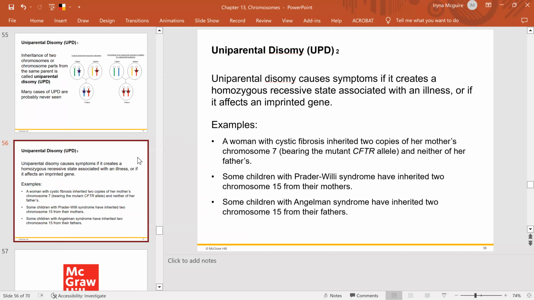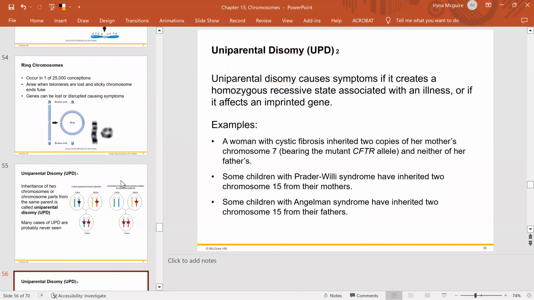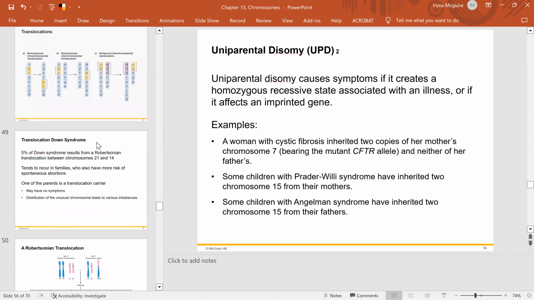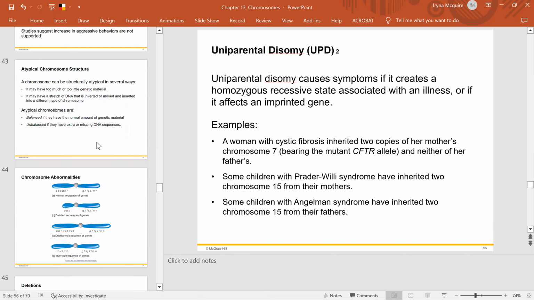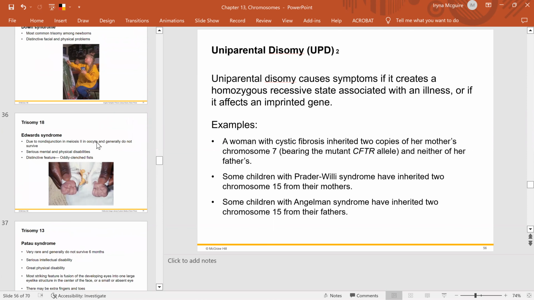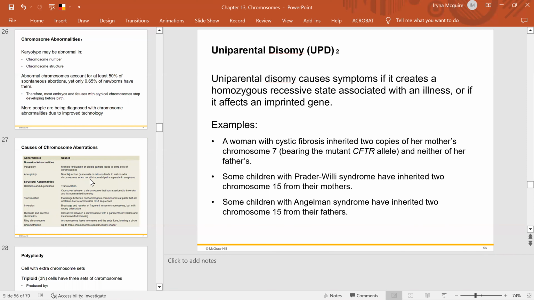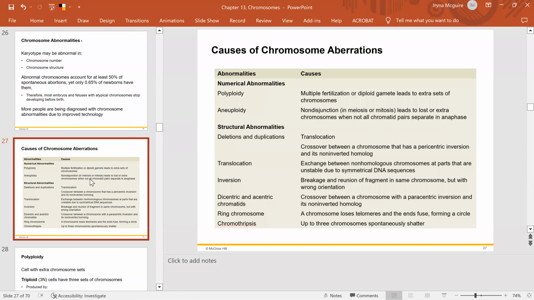Okay, so I think that was our last slide. I just want to remind you that we covered chromosomal abnormalities, and that we have two types of chromosomal abnormalities. I'm trying to go back to show you: either numerical abnormalities or structural abnormalities.